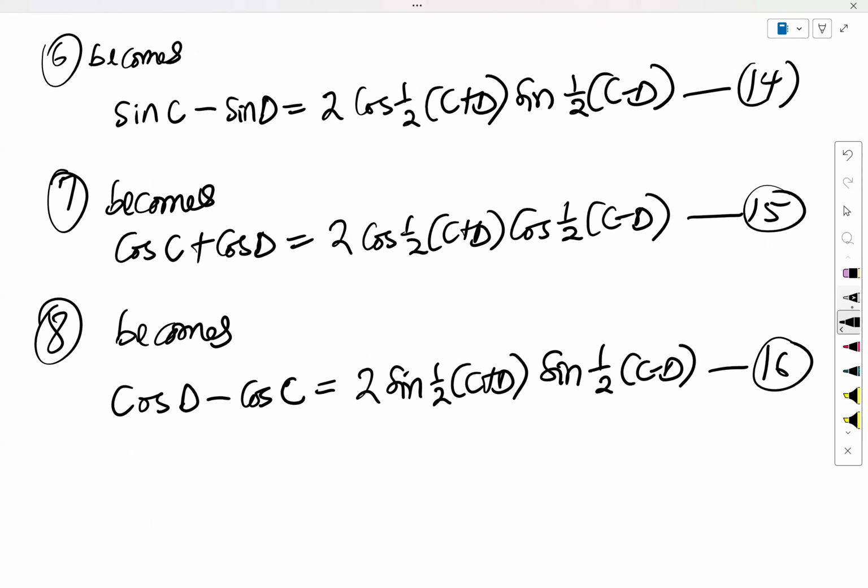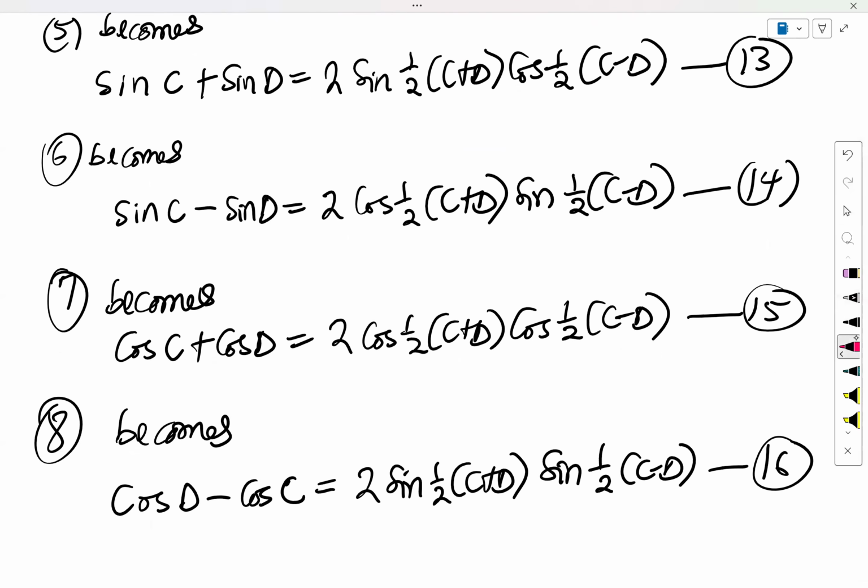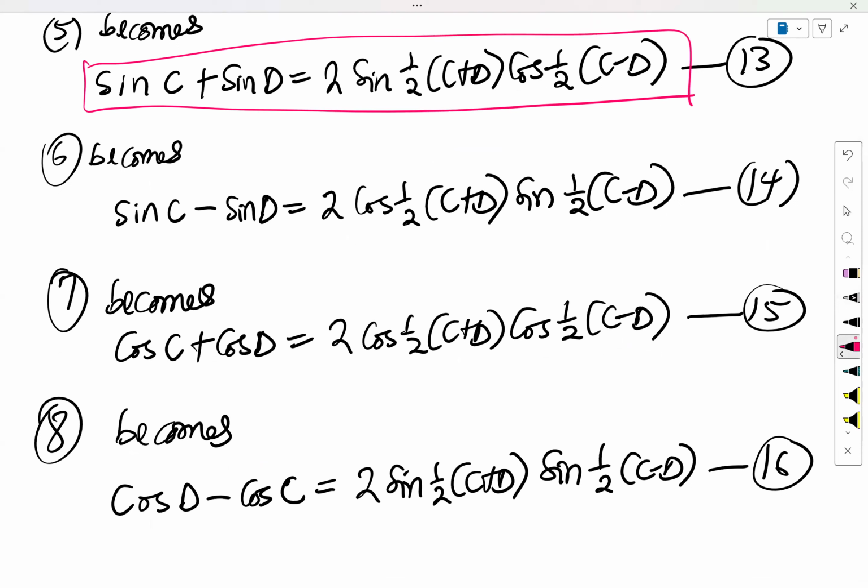Okay, so it's been a very long journey to get here. All this can now be referred to as the sum and product formula. And what that means is that sine C plus sine D gives you 2 sine half C plus D multiplied by cos half C minus D.